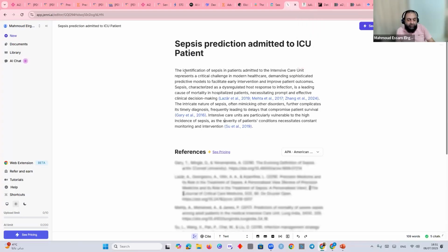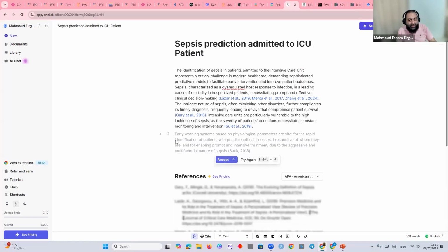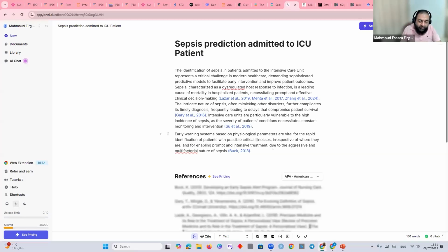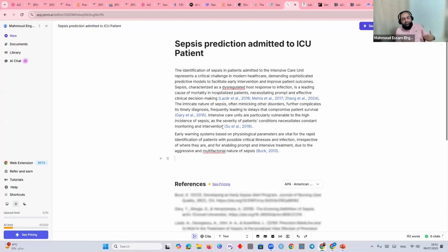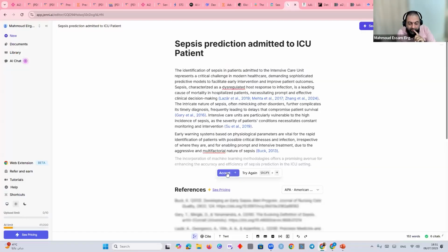You see here, you start typing, and oh yeah, sorry, this is the free version. You see, you start typing, and you decide whether you want to accept what is written now or try again. If I accept, it will give you the paragraph. You can modify the paragraph, for example, with possible critical illness and infection. So on the spot, you can modify what is being written, and if you agree, you just hit enter and it starts giving you the new suggestion. If you see the pricing, it's not that much. It's 36 riyals per month on the annual subscription.